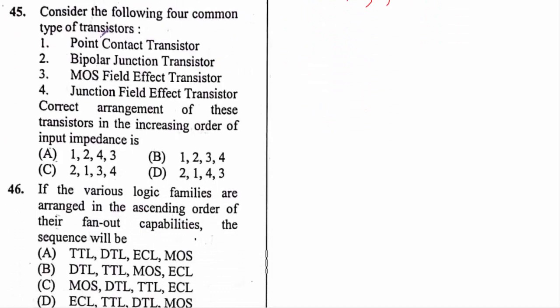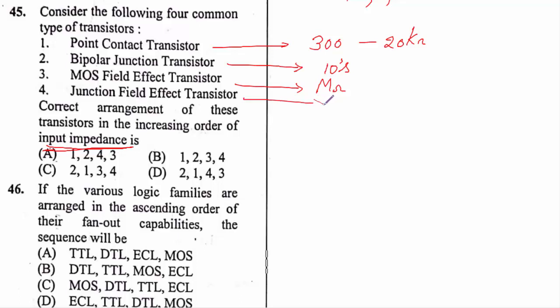45th question. Consider the following 4 common types of transistor. You have to arrange in increasing order of input impedance. We know that for a point contact transistor, input impedance varies from 300 to 20 kilo ohms. In the case of bipolar junction transistor, the resistance will be tens of ohms. In the case of MOSFET, it will be of the order of mega ohms. In the case of JFET, the input impedance will be of the order of 10 power 10.